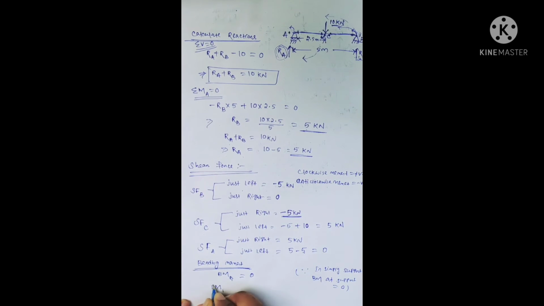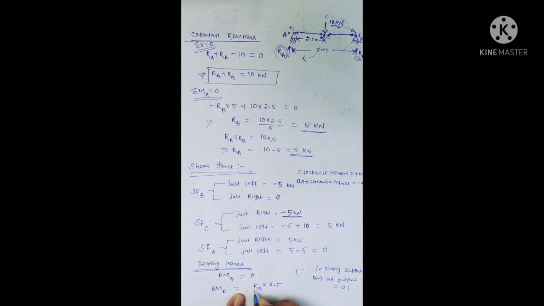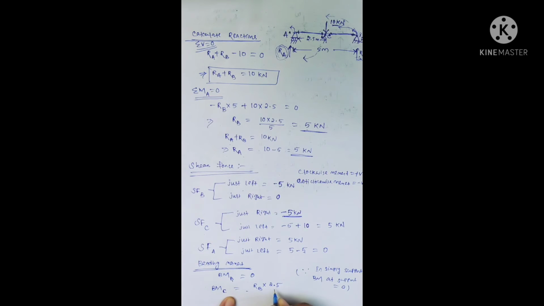Now bending moment at point C. At point C, there is one reaction which gives moment about the point C, that is RB. So it is RB into its perpendicular distance, how much? That is 2.5. Now we move to our sign convention. What will be the sign of RB into 2.5?